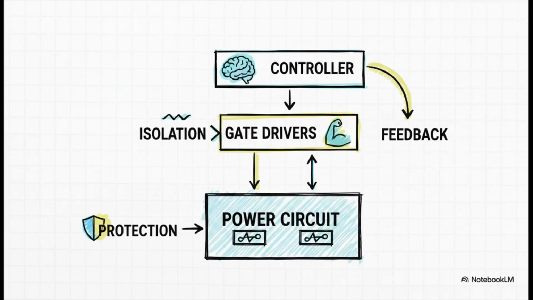Now, let's get a little more realistic. This diagram shows you the full picture. You've still got the main power circuit, but look at everything else supporting it. You have the controller. That's the brain of the operation, telling the switches what to do. You have the gate drivers. They're the muscles that provide the oomph to turn the power devices on and off really fast. And then you have isolation, feedback, all the stuff that keeps it safe and stable. It all has to work together.